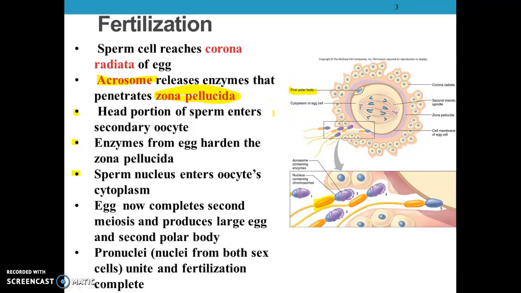So when ovulation occurs, meiosis has not completed yet. So after the sperm makes its way into the egg, then we complete. And then finally it says the pronuclei, which is the nucleus from the sperm and egg, are going to unite and fertilization is complete. So we get DNA from both cells. All right, so there's part one. We'll pick up on part two next.